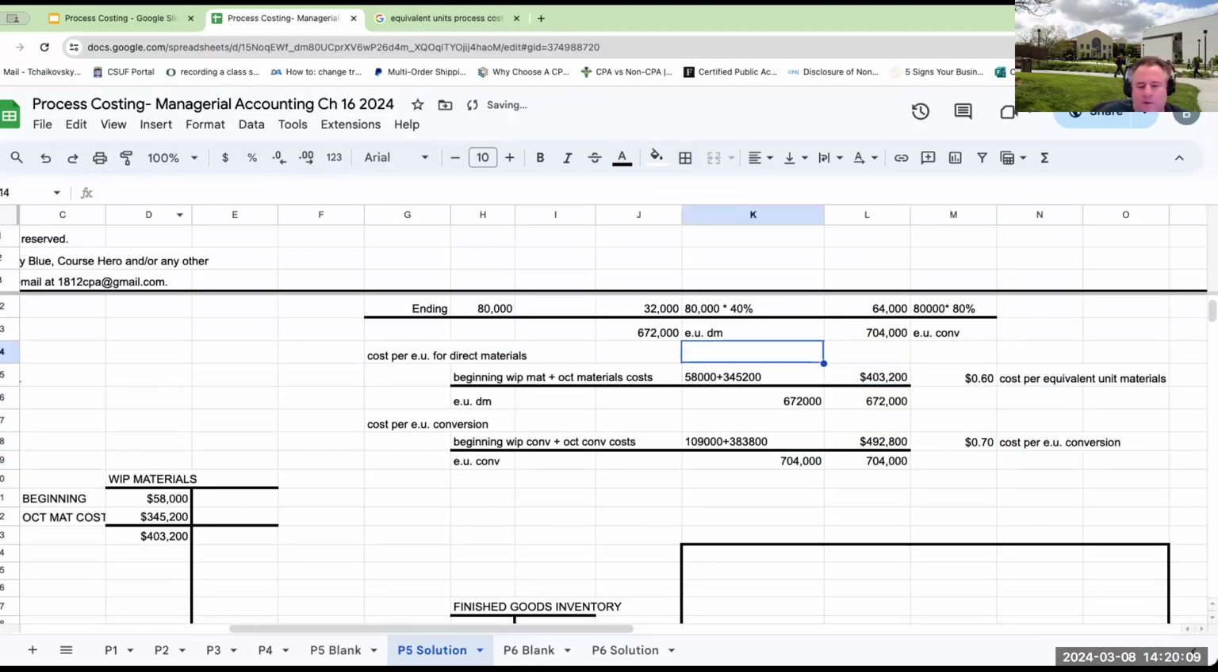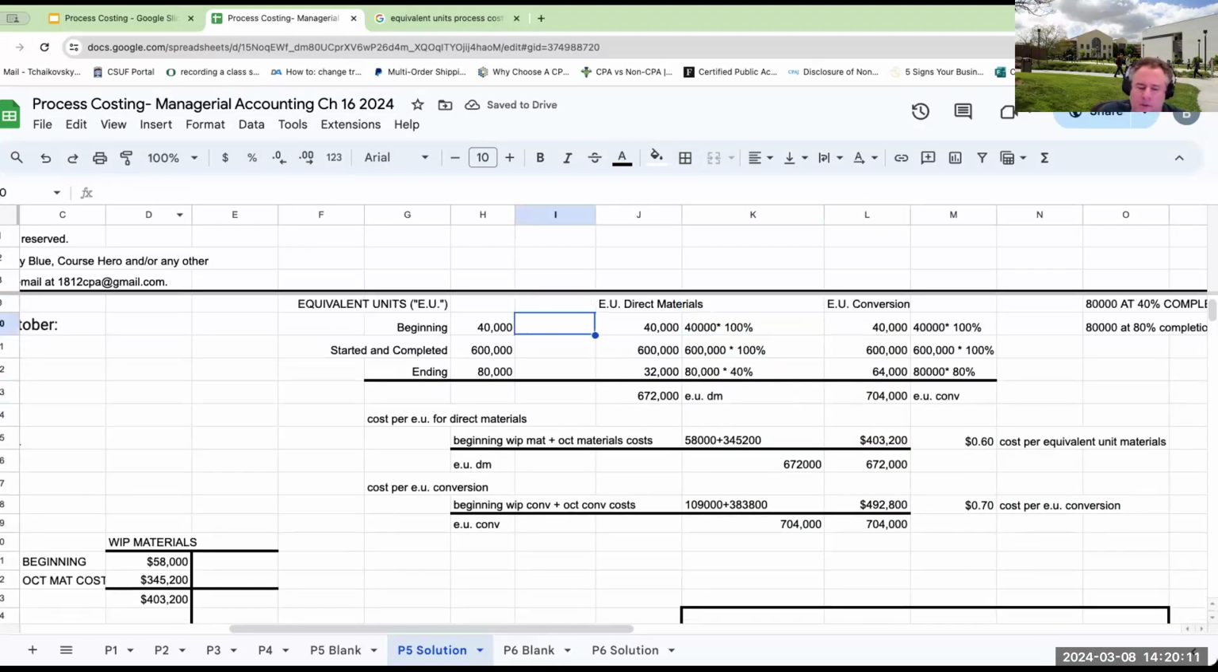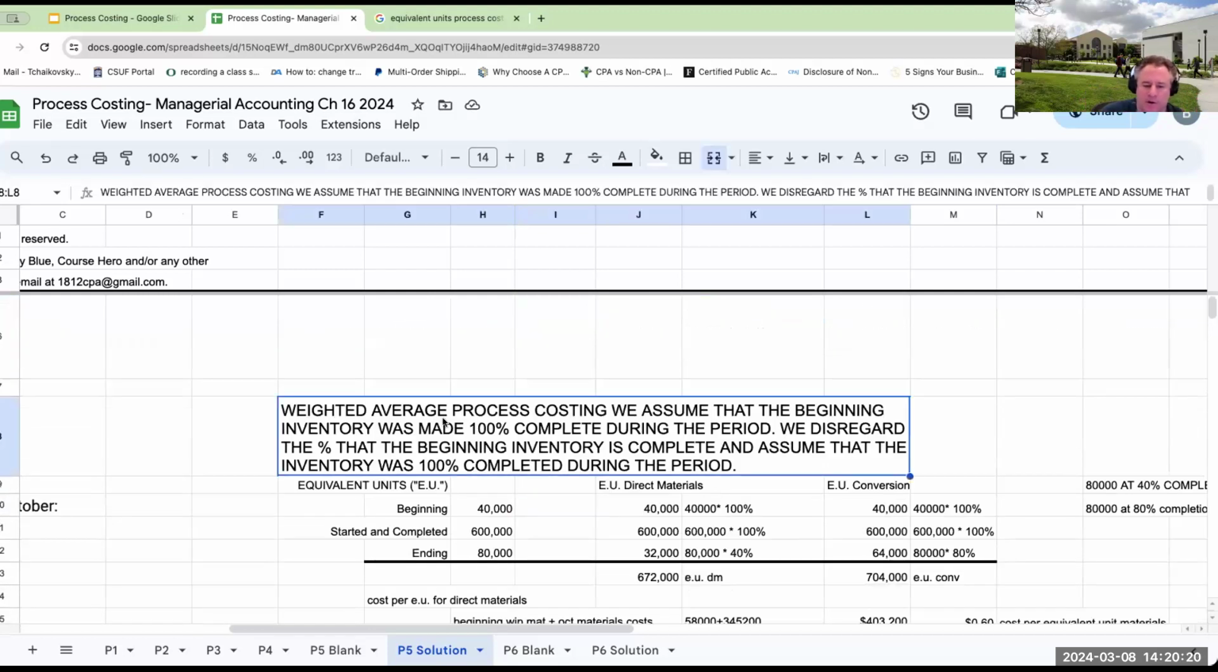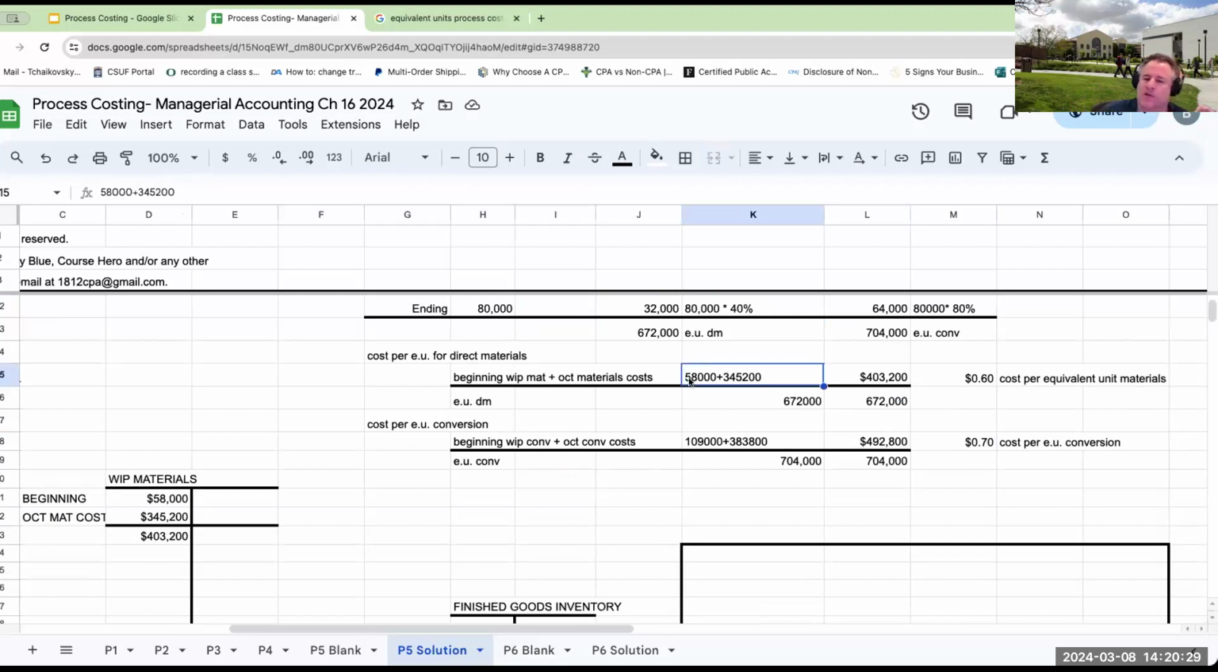Okay. So what I've done so far is I've come up with my equivalent units under weighted average. Remember, the big thing for weighted average is we are going to disregard whatever percentage the beginning inventory is complete and just assume it was 100%. Part of the reason why we're doing this is because we're including the beginning inventory costs right over here. That's why we're disregarding the percentage that beginning inventory was complete.